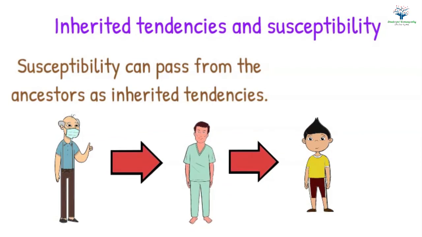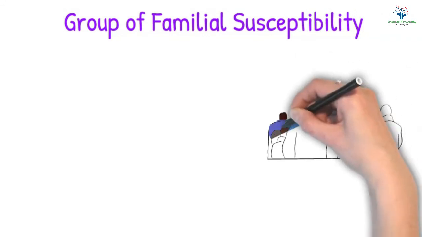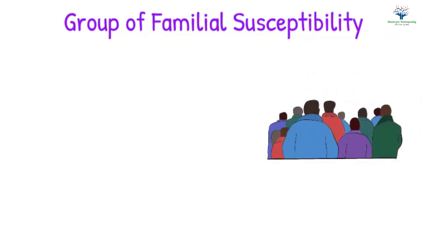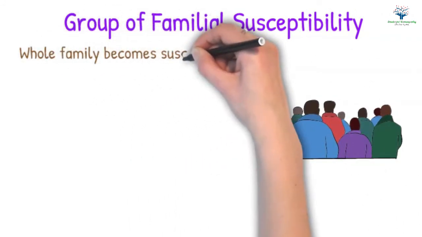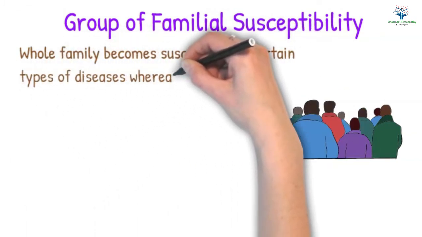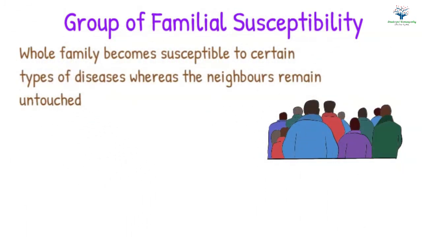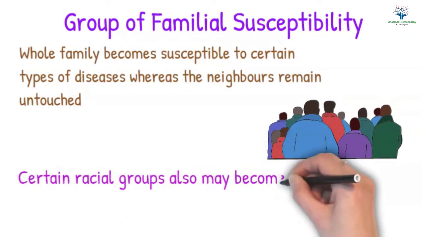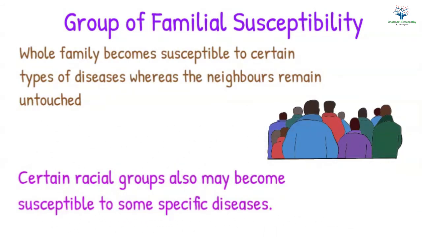Next, coming to group or familial susceptibilities. There can be susceptibilities of the whole family, where a whole family becomes susceptible to certain types of diseases, whereas the neighbors remain untouched. Like that, certain racial groups also may become susceptible to some specific diseases, where one race may become very susceptible to certain diseases, but another race may remain least affected. So, this is all regarding the susceptibility chapter of Roberts' philosophy.